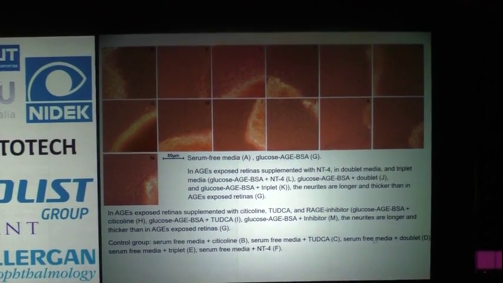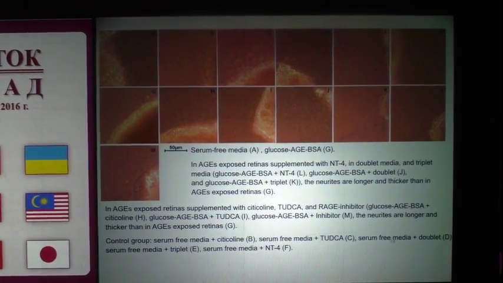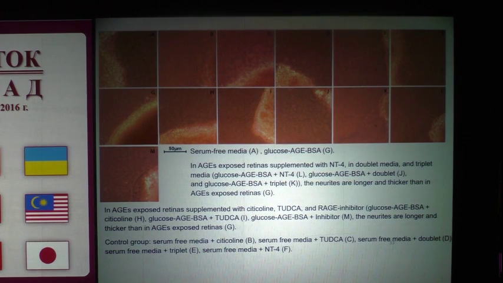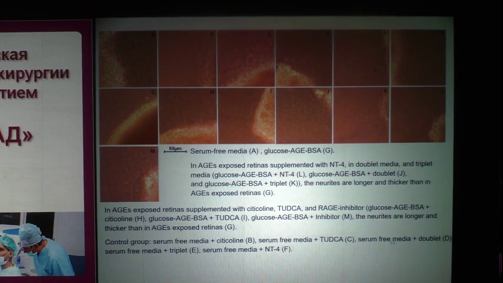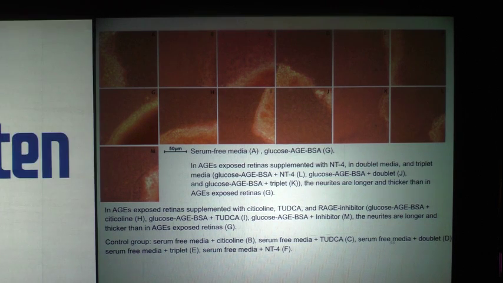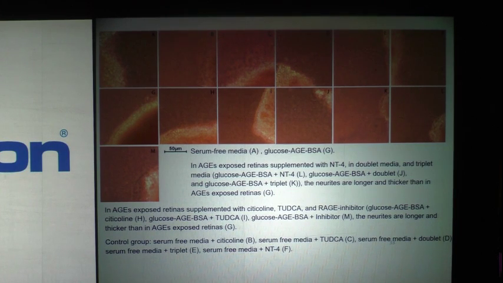So here are the pictures of neurite regeneration. A is the control serum-free media, G is the AGEs exposed retina. The most interesting for you will be picture E, which represents the triplet, F is neurotrophin 4, and D is the duplet. I need to mention that in this experiment we used neurotrophin 4 at a concentration 10 times less than in the previous studies. But as you see here, the regeneration of neurites was increased significantly.